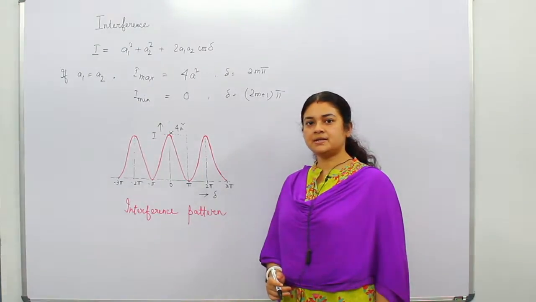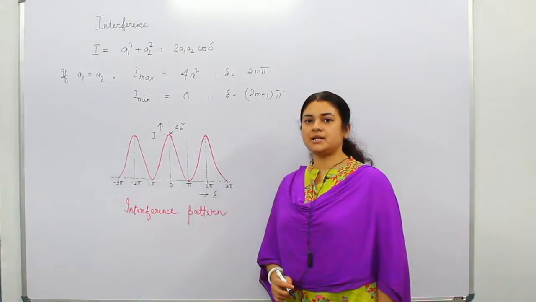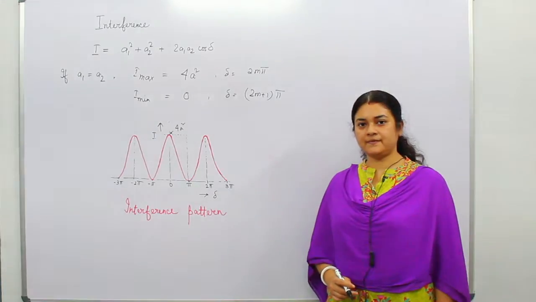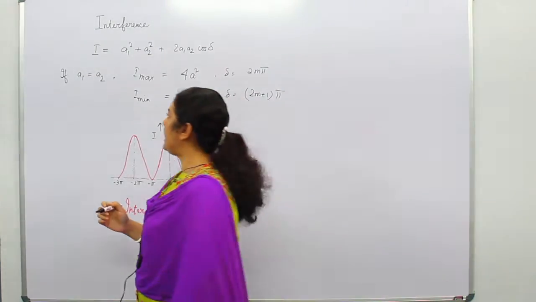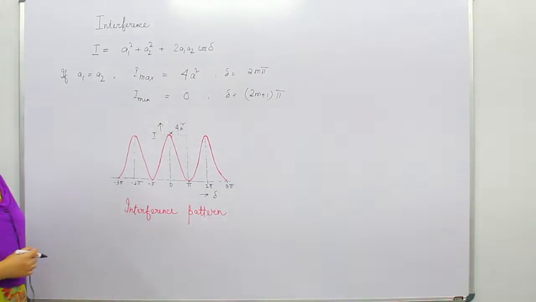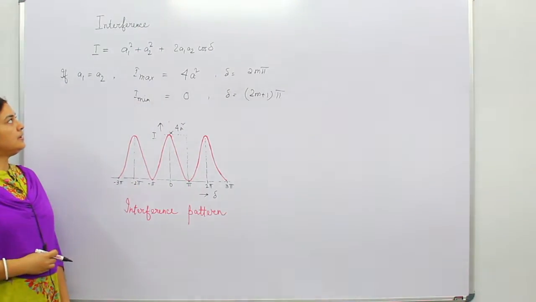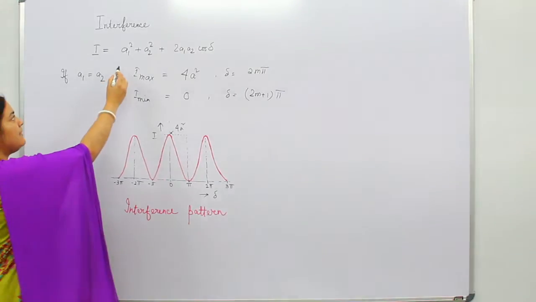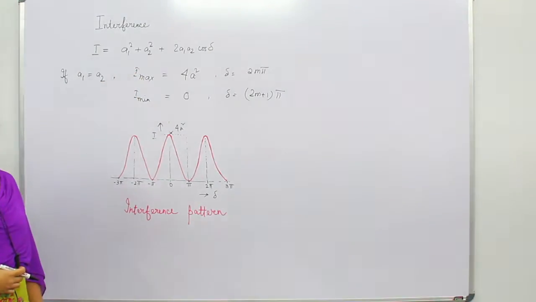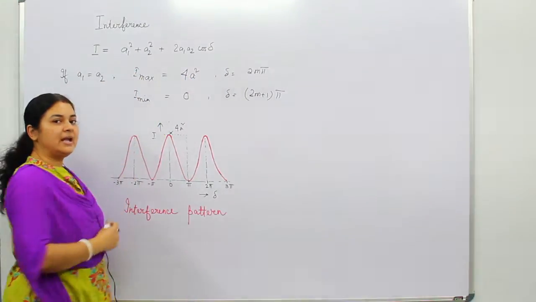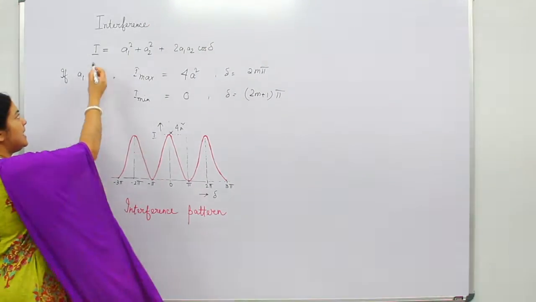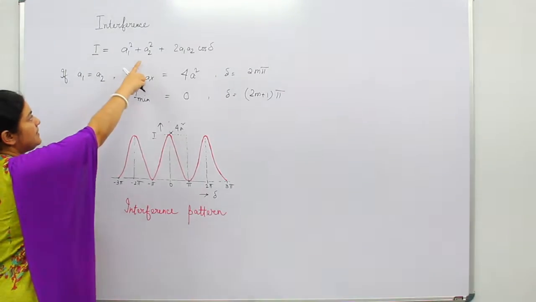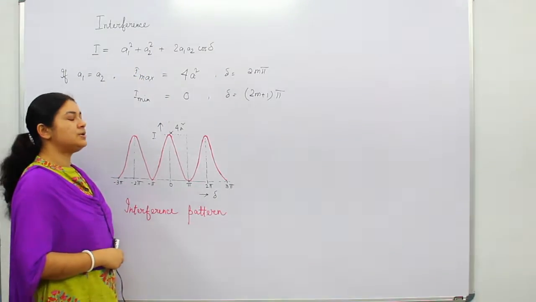Everybody. In this episode, we are going to study a few more aspects of interference. In the previous video, I discussed that when two waves of amplitudes A1 and A2 having a constant phase difference delta between them interfere, the intensity of the resultant wave is obtained as I equals A1 square plus A2 square plus 2 A1 A2 cos delta.